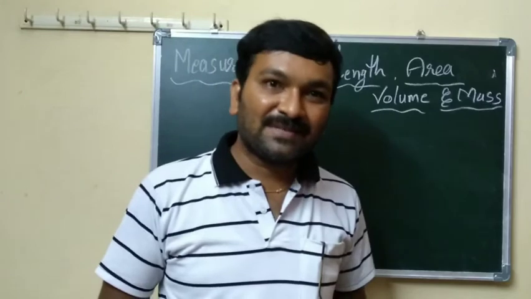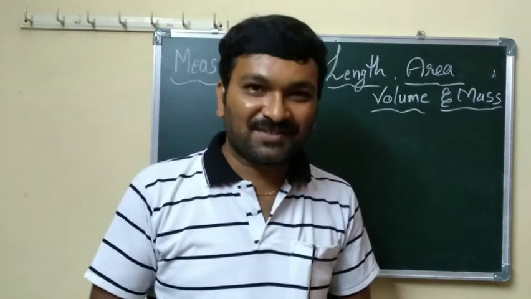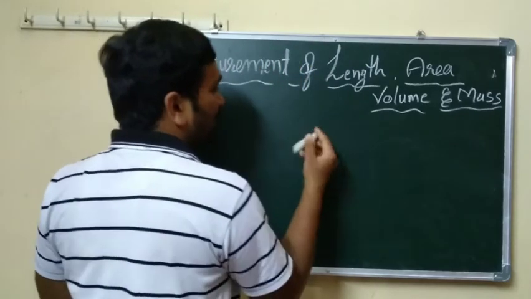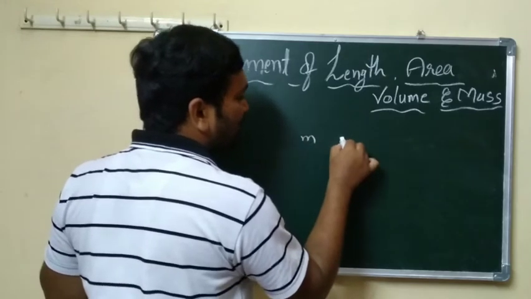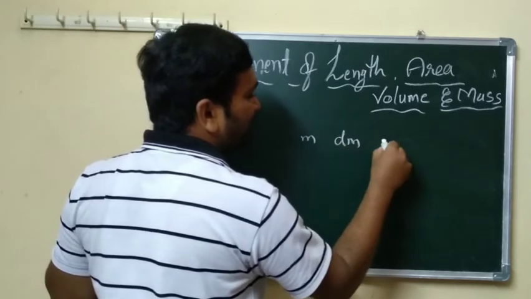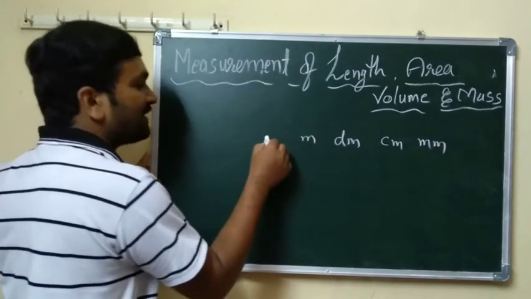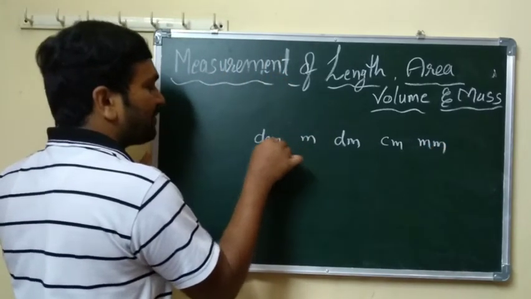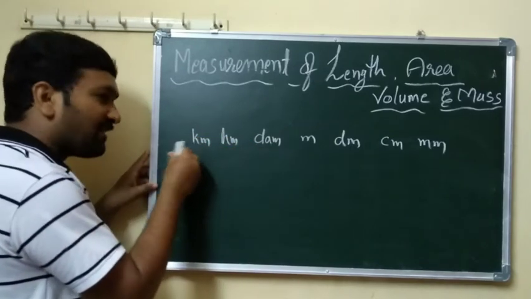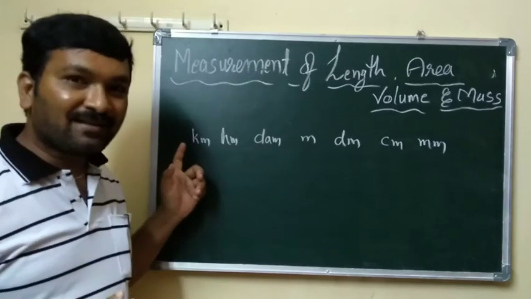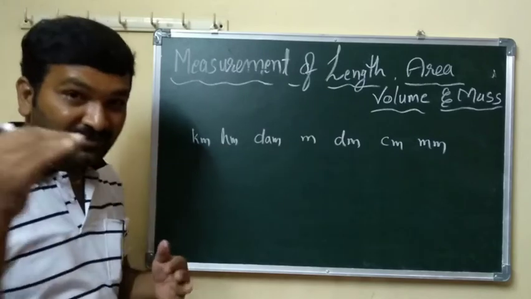Length will be measured in meters in the SI system. Here is 1 meter. On this side are decimeter, centimeter, millimeter. And further on this side are decameter, hectometer, kilometer. After kilometer there is also mega, giga, tera, in between also.